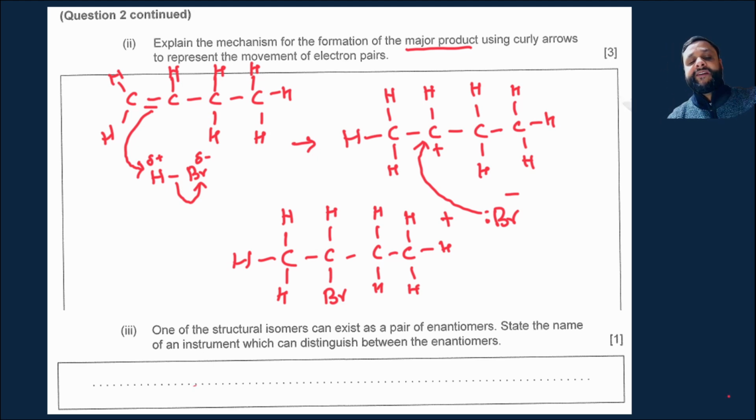3. One of the structural isomers can exist as a pair of enantiomers. State the name of an instrument which can distinguish between enantiomers. So we can use a polarimeter. Writing polarimeter will give us 1 mark.